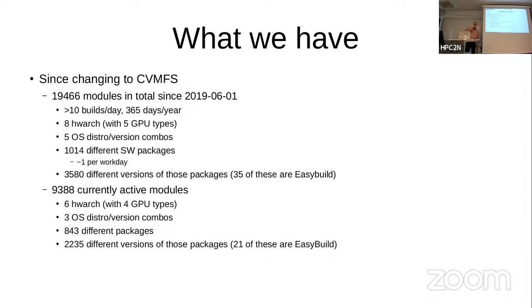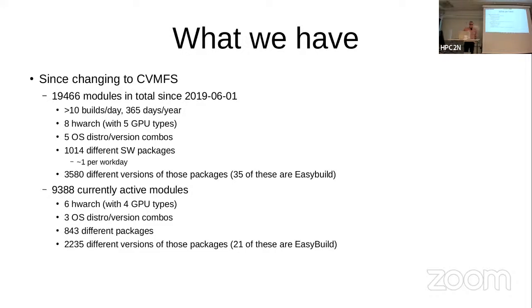Initially, we've had 8 different hardware architectures with 5 GPU types, 5 different distro version combos. We have built over 1,000 different software packages. That's 1 package per working day for 5 years. That's not including different versions of this package. And as you can see, 1% of this is EasyBuild.